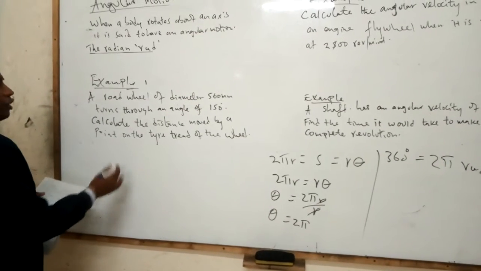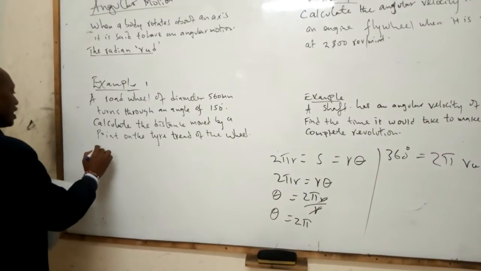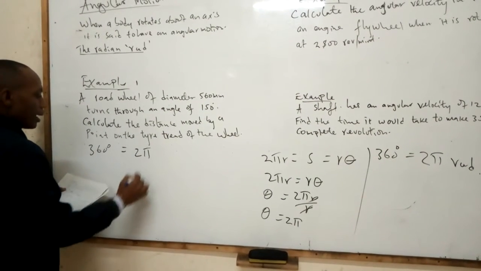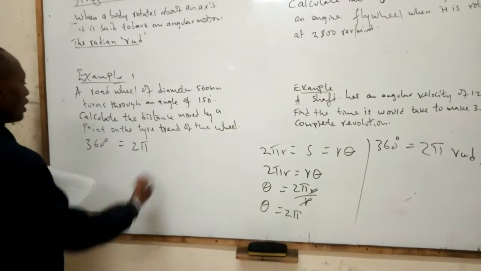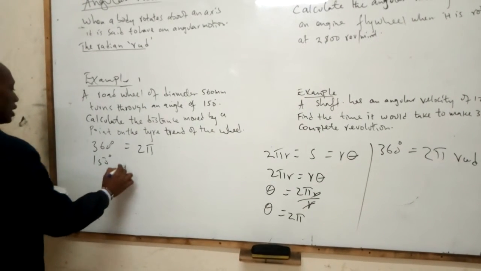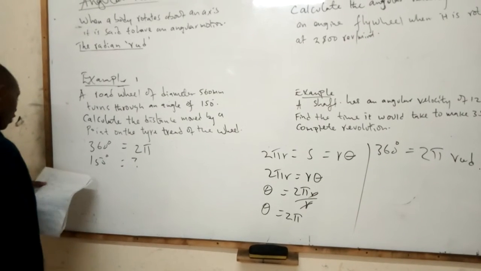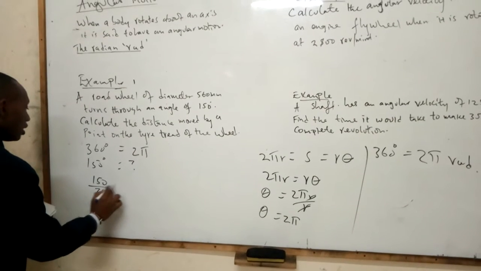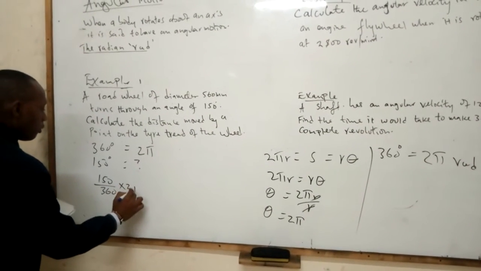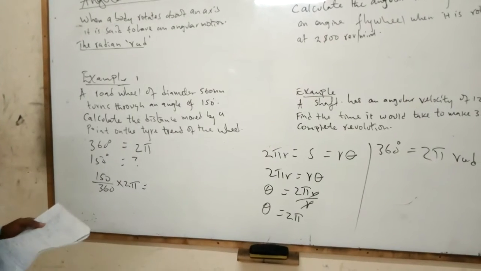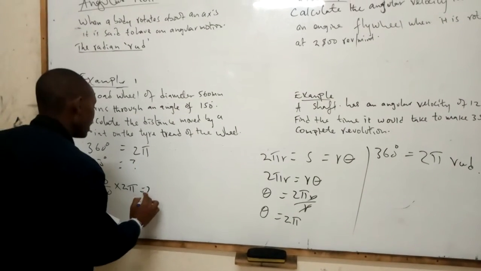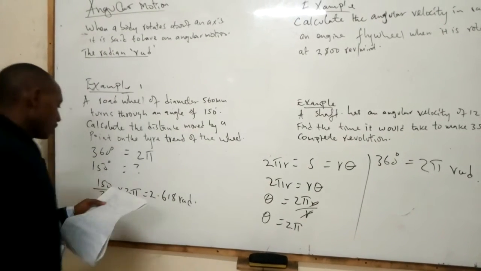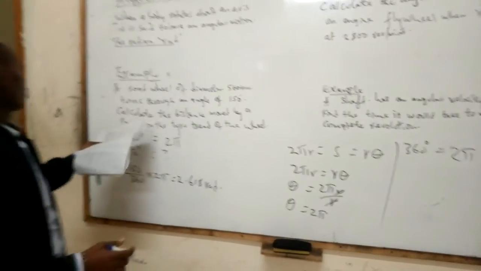Now, solution. We know that 360 degrees is equal to 2 pi radians. What about 150 degrees? When you cross multiply, you get 150 over 360 times 2 pi. When you key in your calculator, remember there is pi in your calculator, you get 2.618 radians.